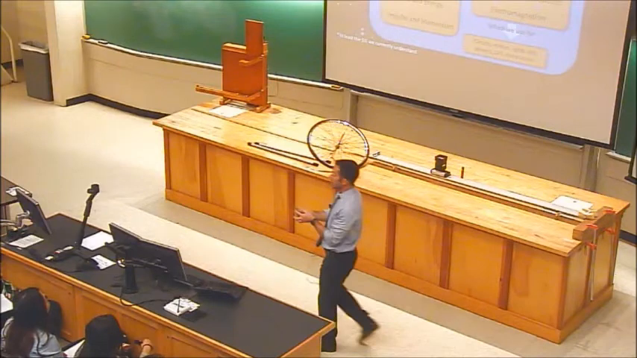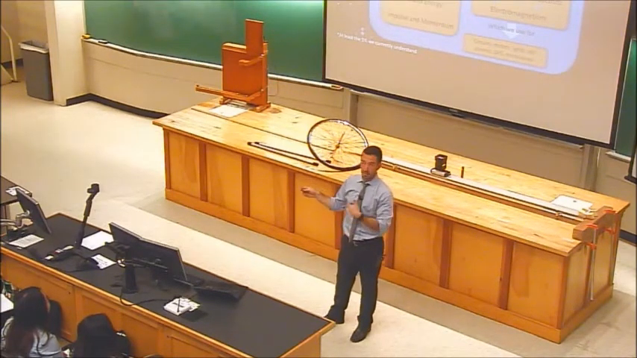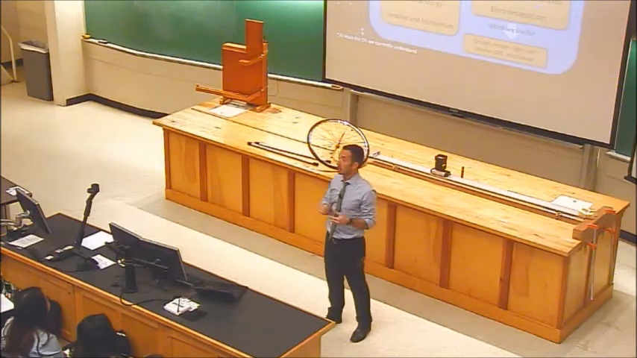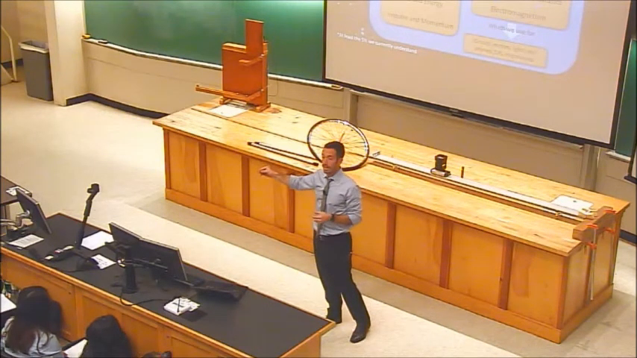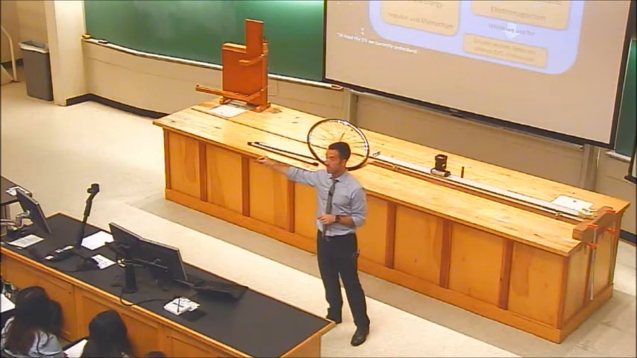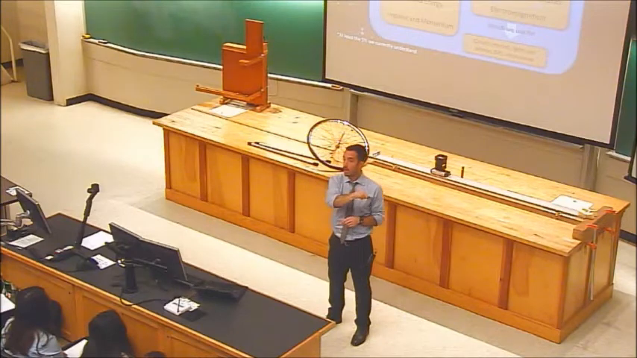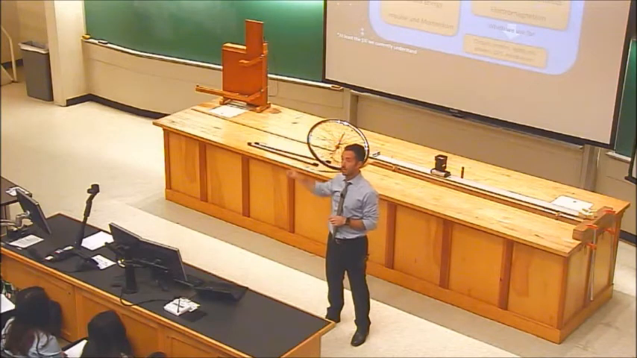Horizontally, my keys are behaving as any object would without any forces acting on it. Horizontally, once I throw my keys, there are no forces horizontally acting on my keys. So horizontally, my keys just do this. Straight line, constant velocity. The combination of straight line, constant velocity, and up, down is a parabola.